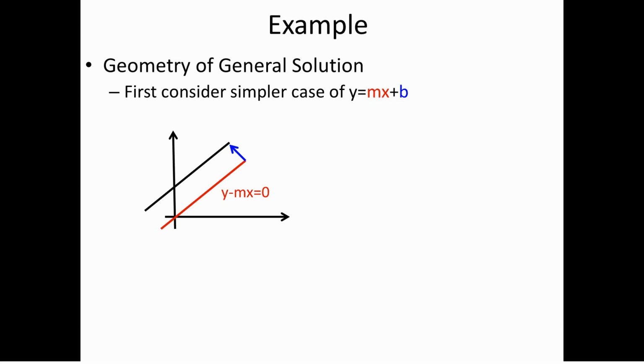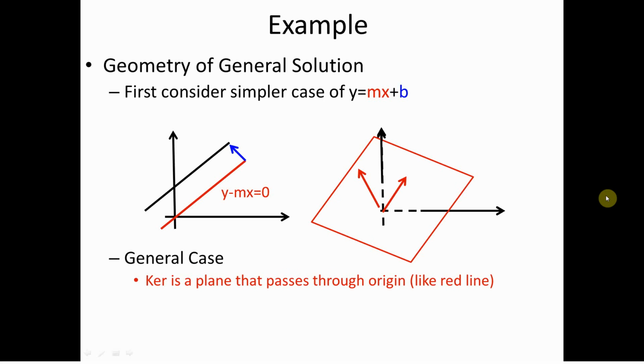So let's consider what the graph of y equals mx plus b is. Well, notice if we take the homogeneous linear system, y minus mx equals 0, that's a line going through the origin, and then I shift it by b, and I get the final solution to this non-homogeneous linear system. So let's ramp it up a little bit and look at the more general case.